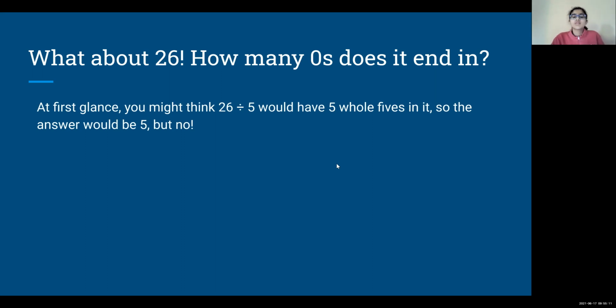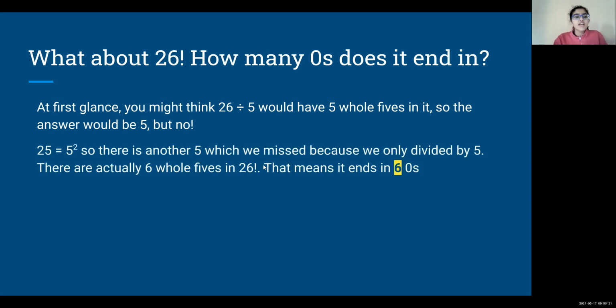So at first glance, you would think that since 26 divided by 5 rounds down to 5, the answer would be 5, but no, this is not the case. 25 is equal to 5 squared, so there's actually another 5 which we missed because we only divided by 5. So there are actually 6 5s in 26 factorial. That means it ends in 6 zeros.